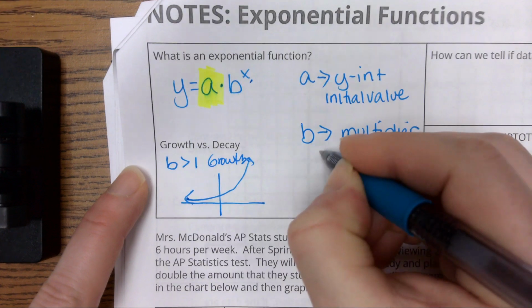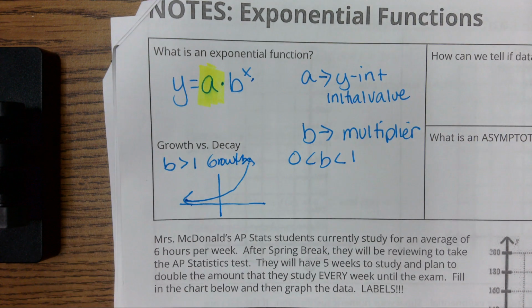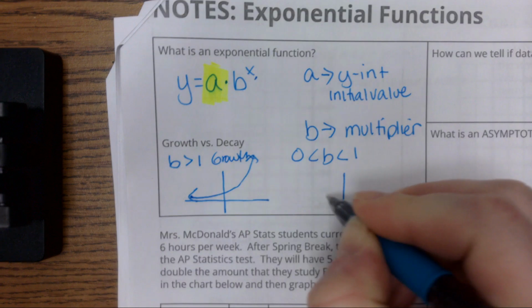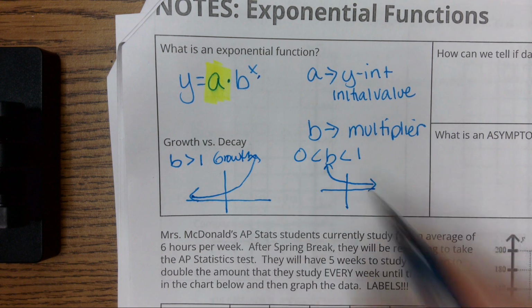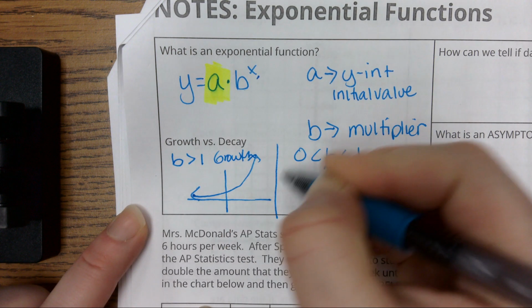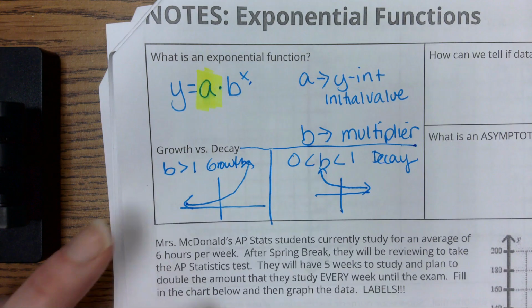What would happen if you multiplied by a number between 0 and 1? What if I multiplied by 0.25 over and over and over? It would get smaller and smaller. It would never be negative, but it would get closer and closer to 0. So the curve goes down like this, which makes sure it still doesn't go below the x-axis. And instead of growth, we call this decay. So those are the two types.